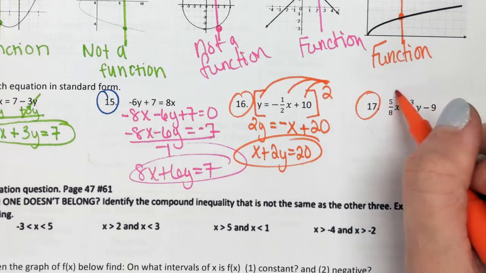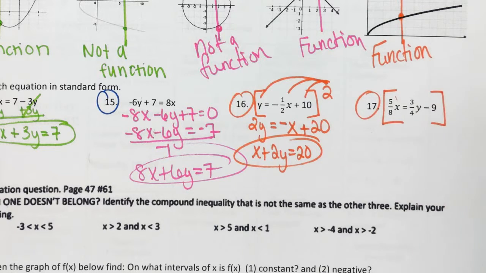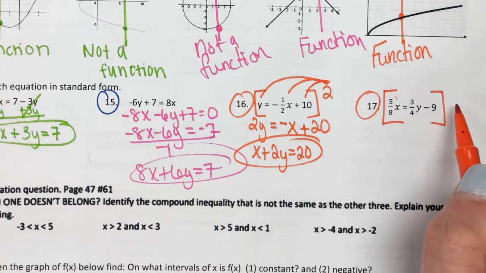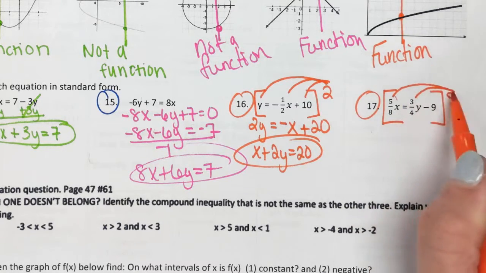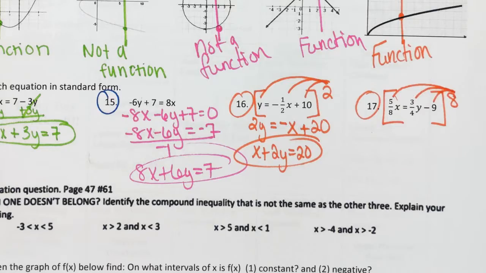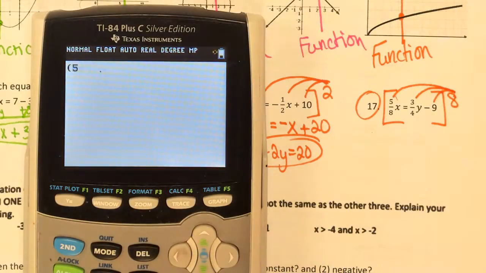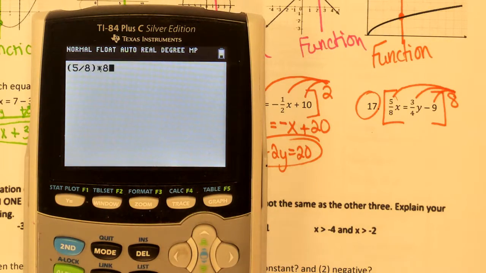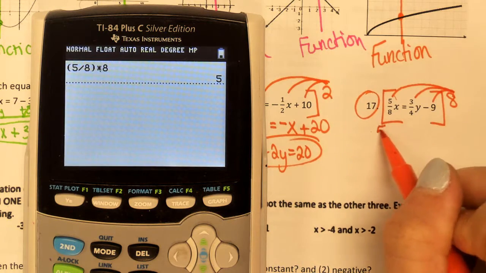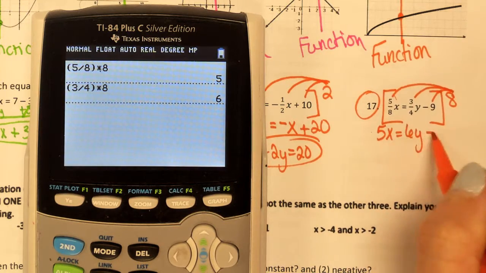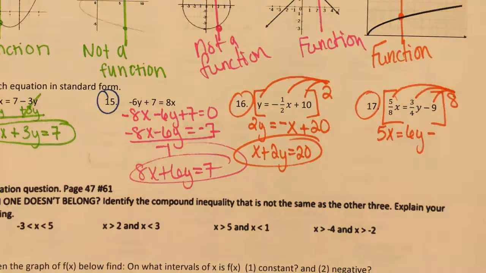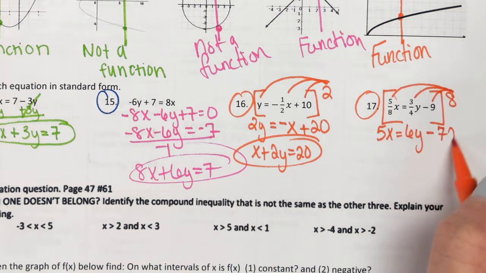All right, what about number 17? Can't have fractions. What are you going to multiply by? Oh, no, too big. 8. You can multiply by 16. It's not wrong, but it's going to make you some really big numbers. All right, here we go. Parentheses, 5 divided by 8 times 8. What do you get? 5. All right, parentheses, 3 divided by 4 times 8. 6. 6y. And what's 9 times 8? 72. Very good.